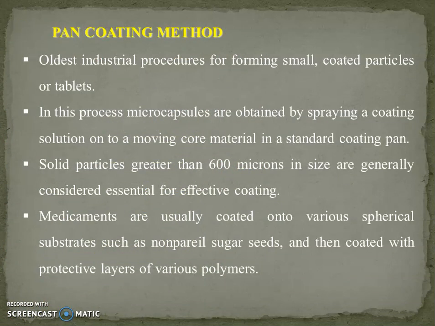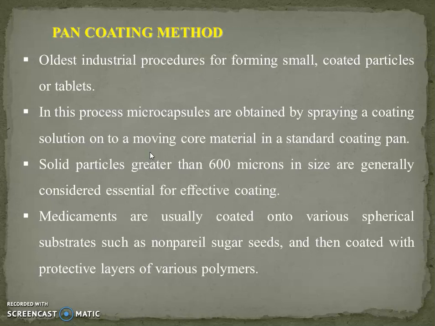Another method of microencapsulation is the pan coating method. This pan coating method is the oldest process of preparation of microcapsules. This process may also be used for the application of coating over the surface of a tablet. In this process, microcapsules are obtained by spraying a coating solution onto a moving core material in the standard coating pan. Solid particles greater than 600 micron in size are generally considered essential for effective coating.